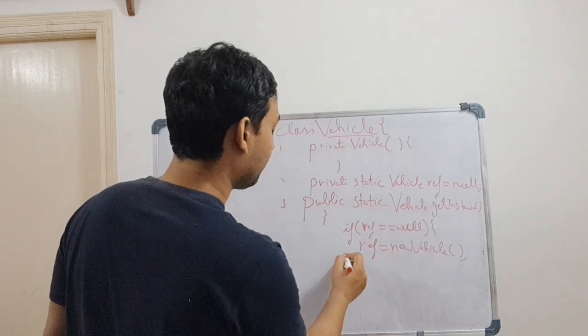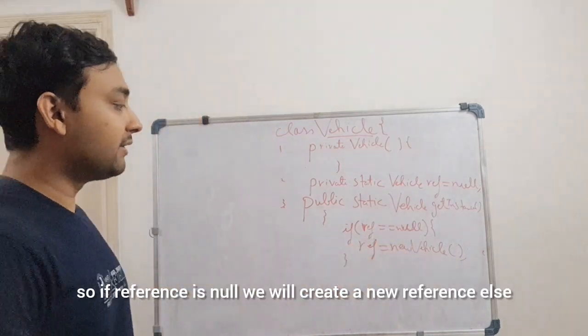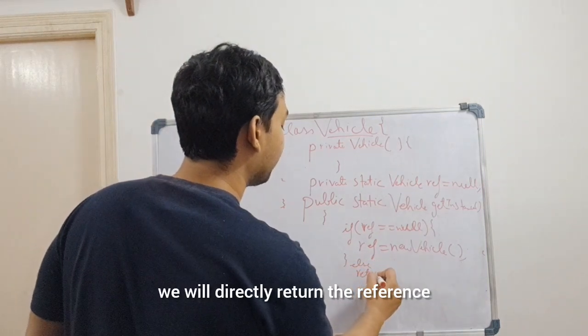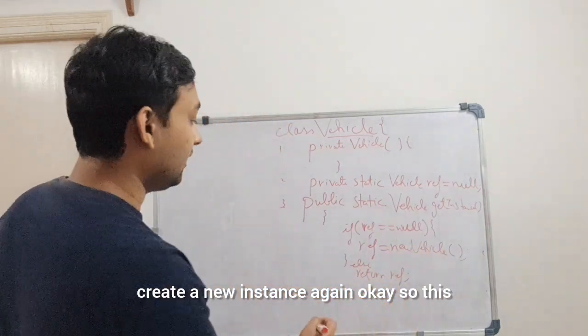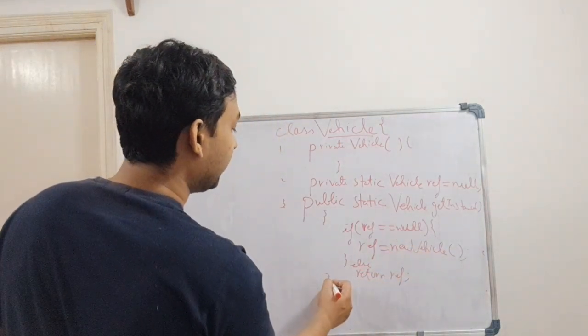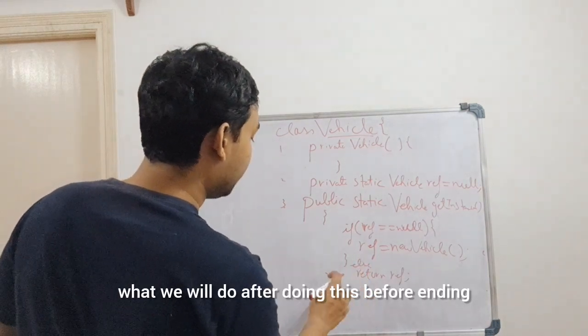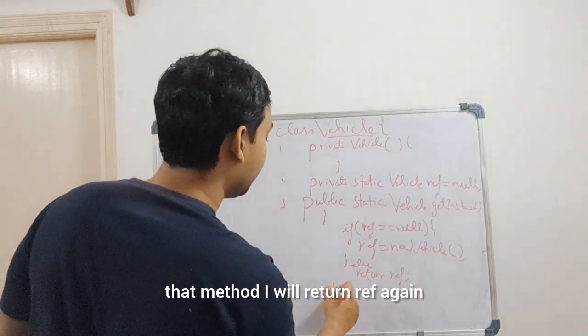So if reference is null, we will create a new reference, else we will directly return the reference because it's already created, so we will not create a new instance again. So this method is created. Before ending that method, I will return ref again.